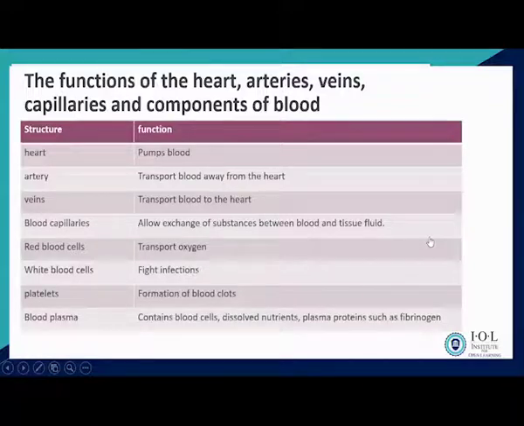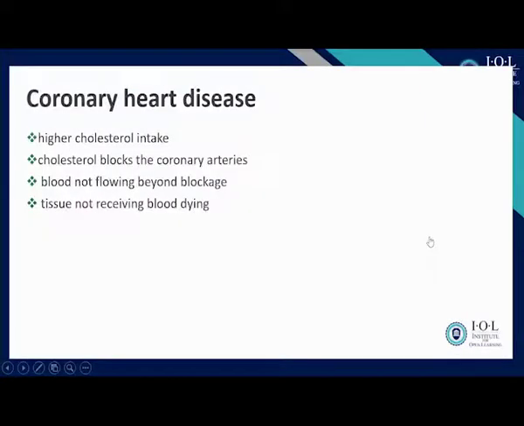Then the platelets are needed for the formation of blood clots. Blood plasma is the fluid that contains all the blood cells. The nutrients are dissolved in it, and also the blood proteins or plasma proteins such as fibrinogen are found there.